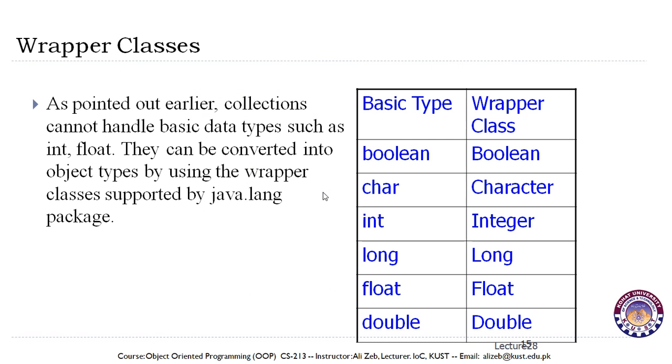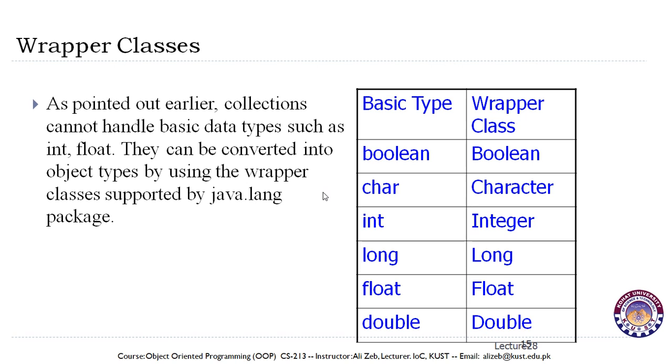Wrapper classes, although we will discuss these wrapper classes in detail in the next part of this lecture. As pointed out earlier, collections cannot handle basic data types such as integer, float. They can be converted into object types by using the wrapper classes supported by the java.lang package.